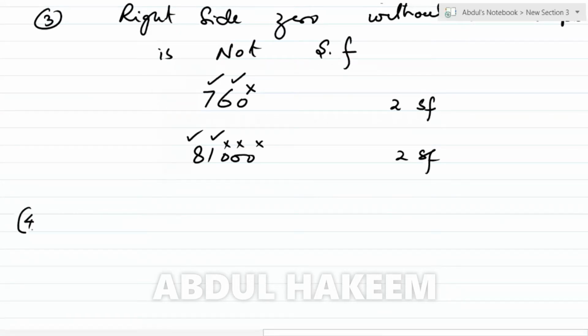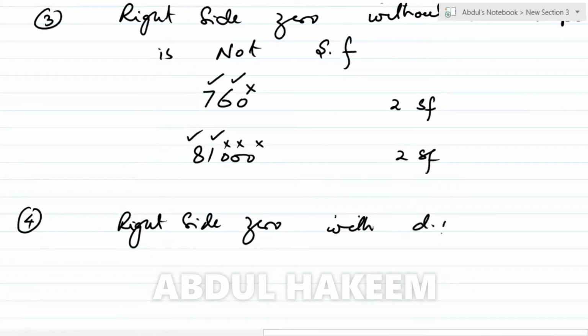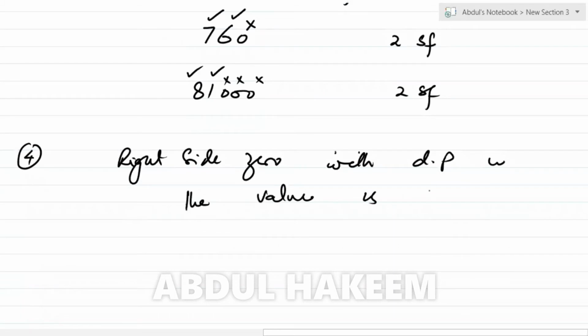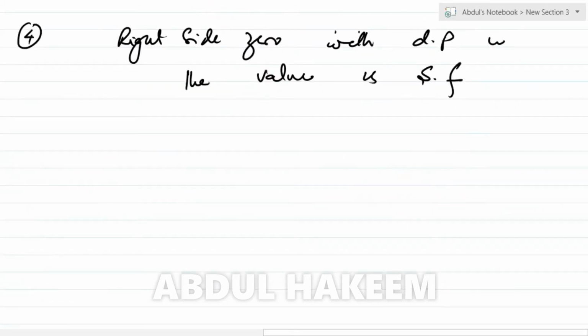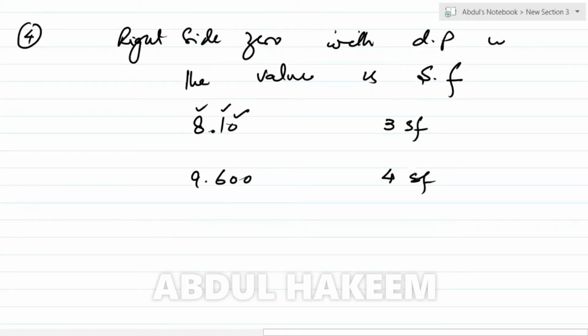And the number 4, right side 0 or zeros with decimal place in the value in the figure is significant figure. For example, it is 8.10. So due to this decimal, this is significant, significant, significant. This is 3 significant. 9.600. So this is 4 significant figures.